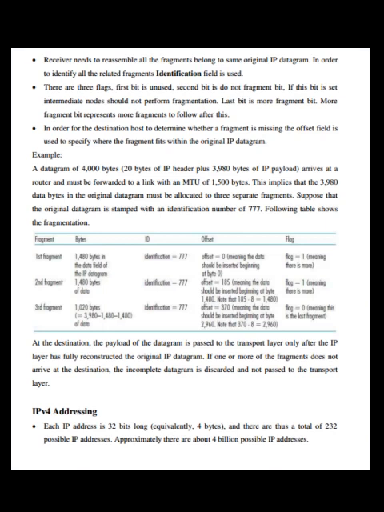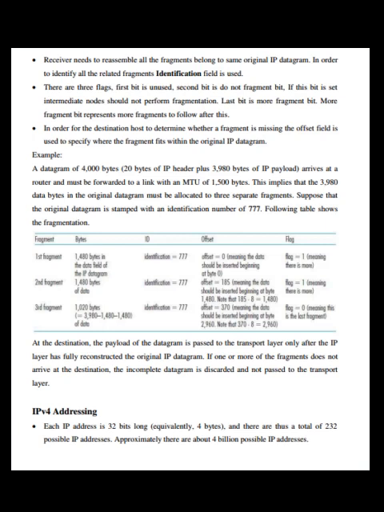For example, a datagram of 4000 bytes arrives at a router and must be forwarded to a link with an MTU of 1500 bytes. This implies that the 3980 data bytes in the original datagram must be allocated to three separate fragments. Suppose that the original datagram is stamped with an identification number of 777. The following table shows the fragmentation.